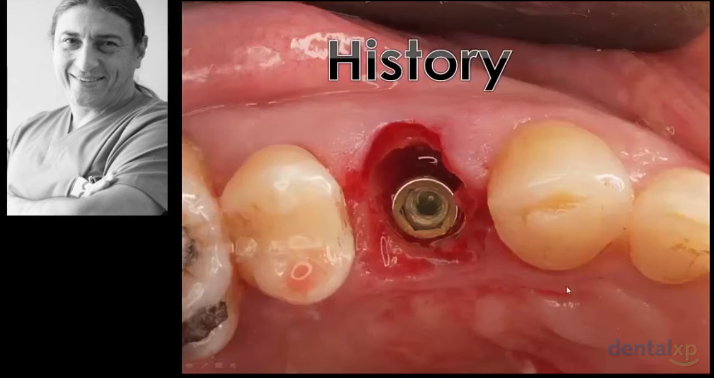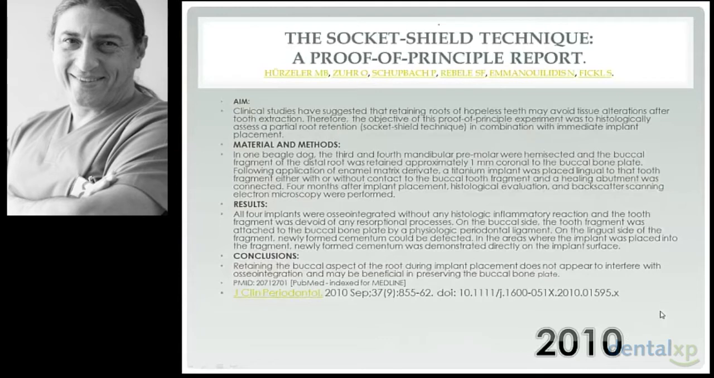So, with this in mind, we come to 2010, and Dr. Hürzeler, Otto Zuhr, and his team, they wrote this article in which they put an implant in a beagle dog and they extracted one part of the distal root, but they hemisected the fragment and the root was retained 1 mm coronal to the buccal bone plate. A titanium implant was placed lingual to that root, either with or without contact. This is important because it makes no difference.